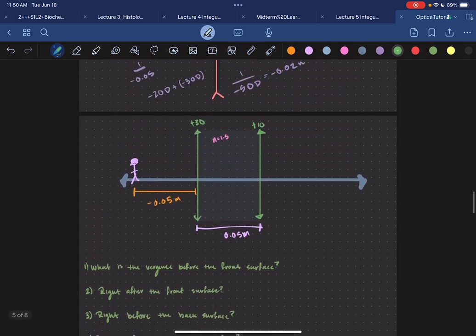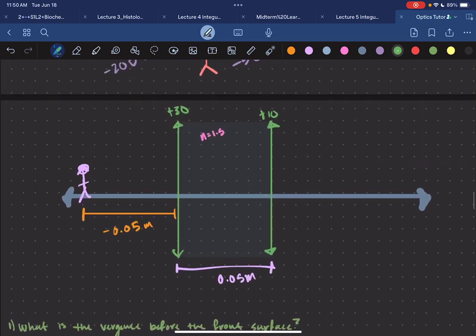We've got a thick lens here with a front surface power of plus 30, back surface power plus 10, index of refraction inside the lens is 1.5, and the distance between the two surfaces, so how thick the lens is, is 0.05. The object is negative 0.05 meters away. Go ahead and try solving it. But anyways, I'm going to jump right into it.